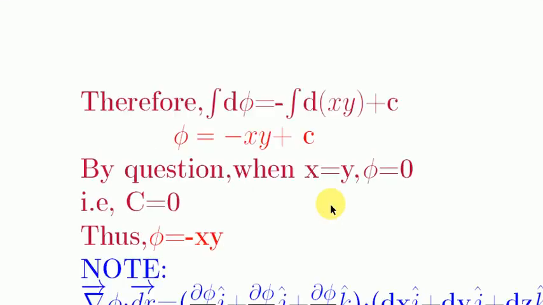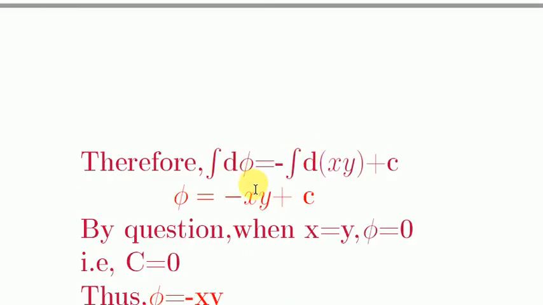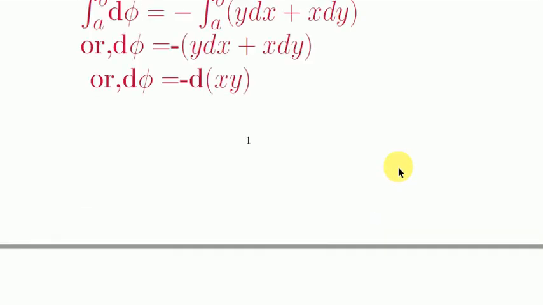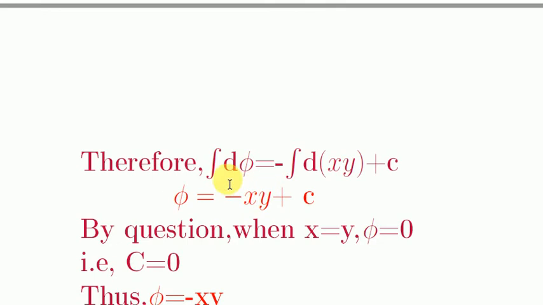Now if we integrate both sides, then we can write integration d phi equal to minus of integration d of xy plus c, where c is the integrating constant. If we take integration of both sides of this equation, then we can simply get phi equal to minus of xy plus c, where c is the integrating constant.